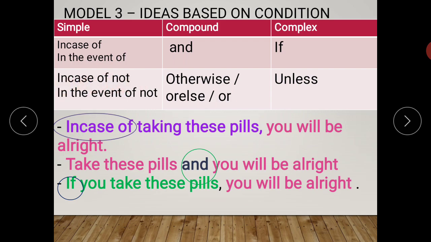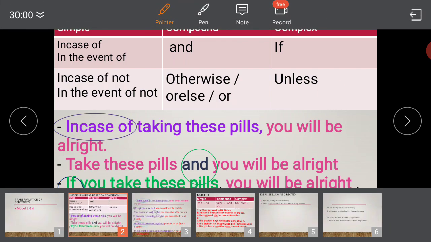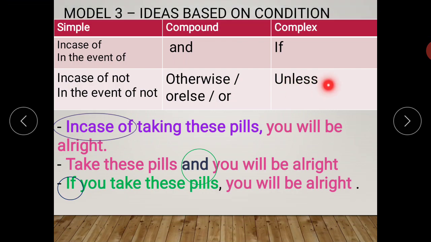Then in case of not, in the event of not: the same group of words, but in negative sense. So the compound conjunction, the coordinating conjunction, is otherwise, or else, or. And for complex it is unless. So look at the example sentence.